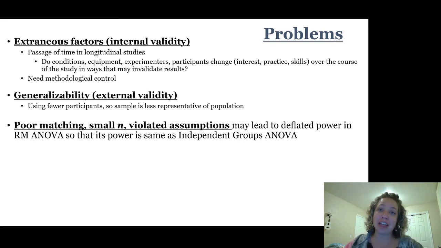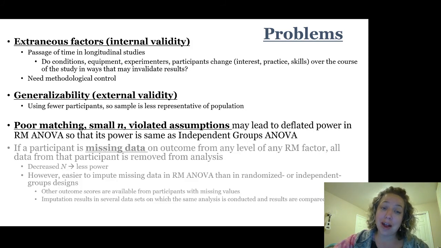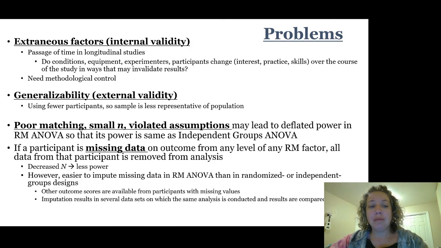If you are going to do matching, you better do it well, because a poorly matched design study is worse than no matching. Another thing, small samples can lead to all sorts of power problems. Violations of assumptions can make it so that our results are unreliable. So the last bullet here is missing data.